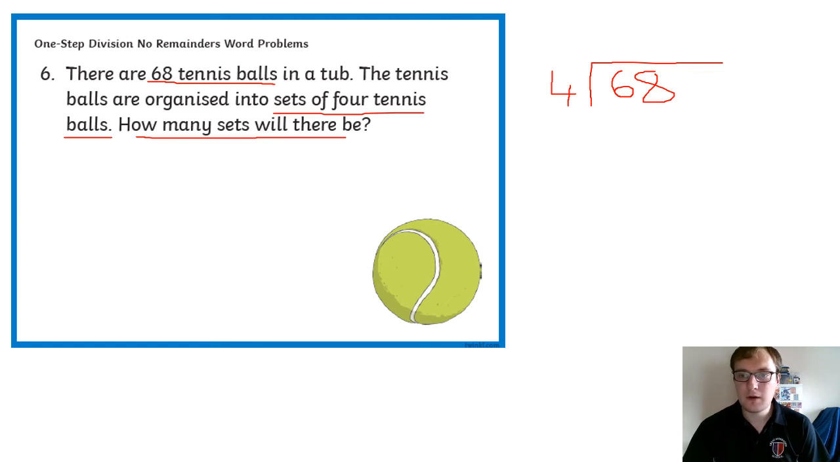So we can do our 4 into 6. It goes once with 2 left over. So I'm going to put my little 2 there just above the 8, and then it works out 4 into 28, which goes 7 times. So that would be 17 sets of tennis balls there would be. So I've used short division for that one. Again, you can use any of the methods I've previously shown you to help you work out the answer.